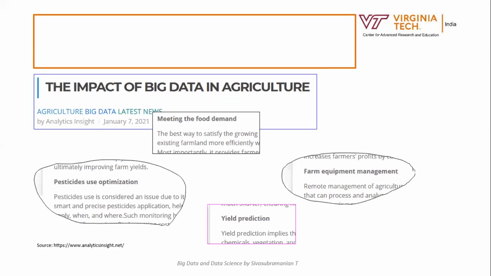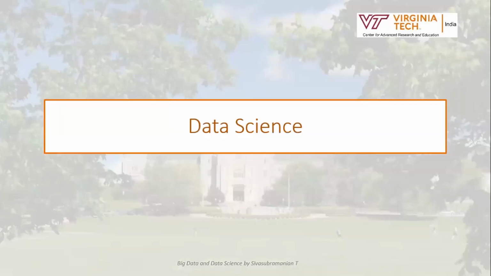Okay, having talked much about big data, let me talk about data science. Data science, again, is nothing new. This has been there for ages, not just today. For thousands of years data science has been existing, but the nomenclature data science came into common usage in the recent past.